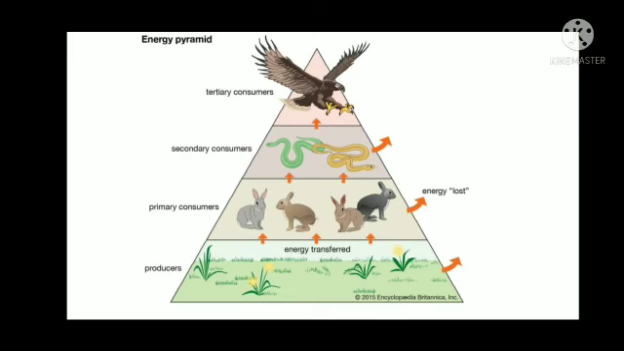Now here is the energy pyramid. As you can see, producers transfer their energy to primary consumers, then primary consumers transfer their energy to secondary consumers, and secondary consumers transfer their energy to tertiary consumers.